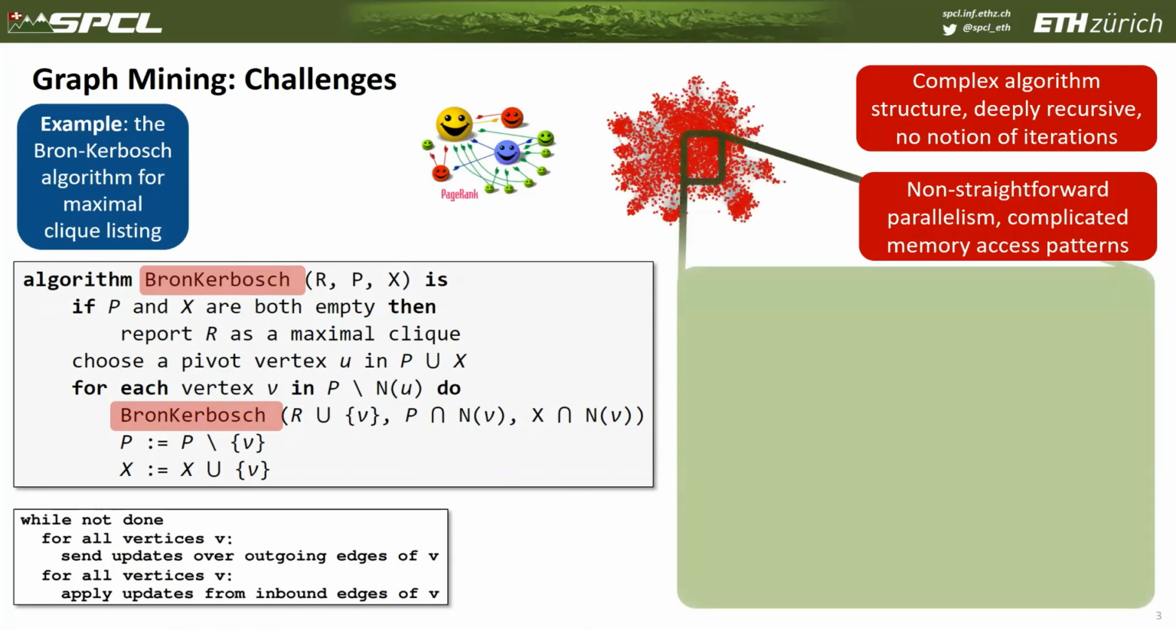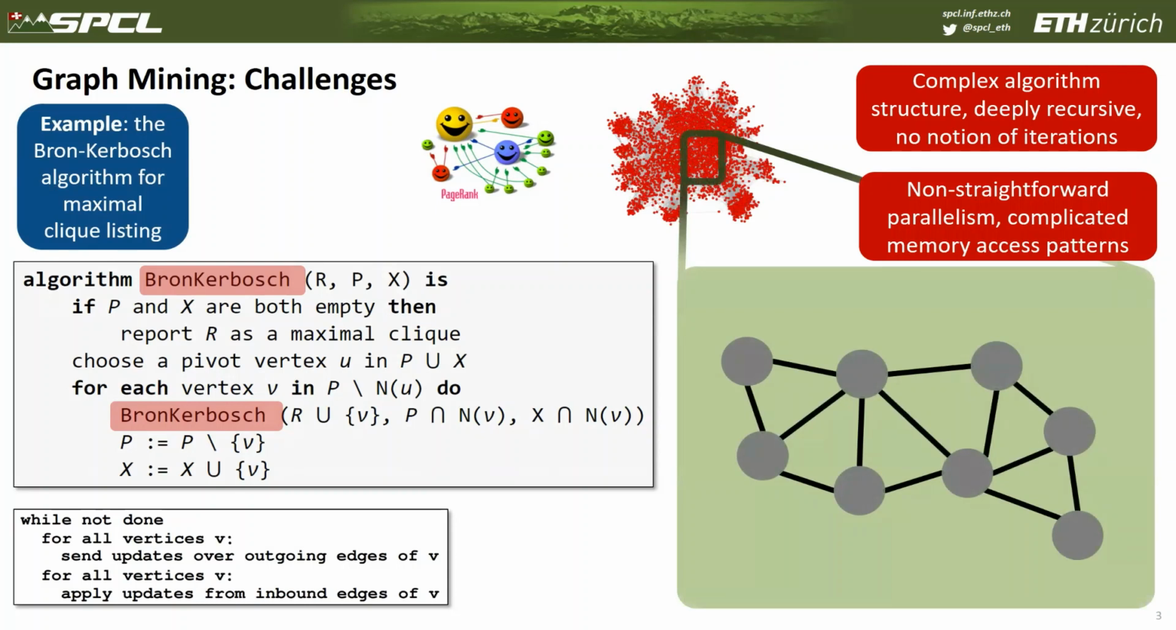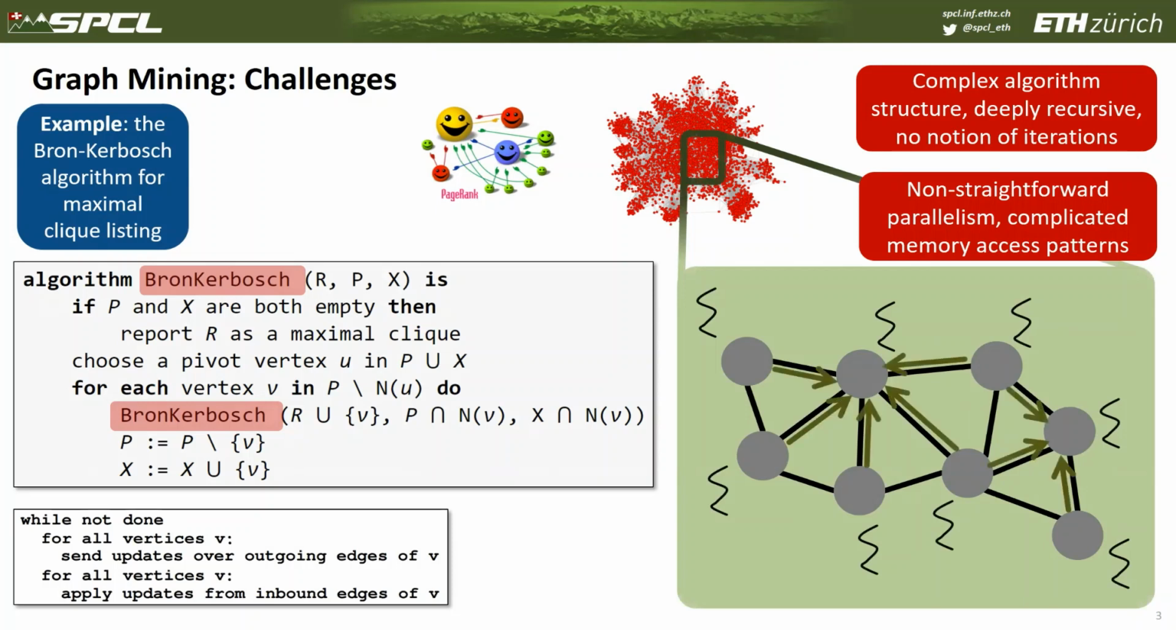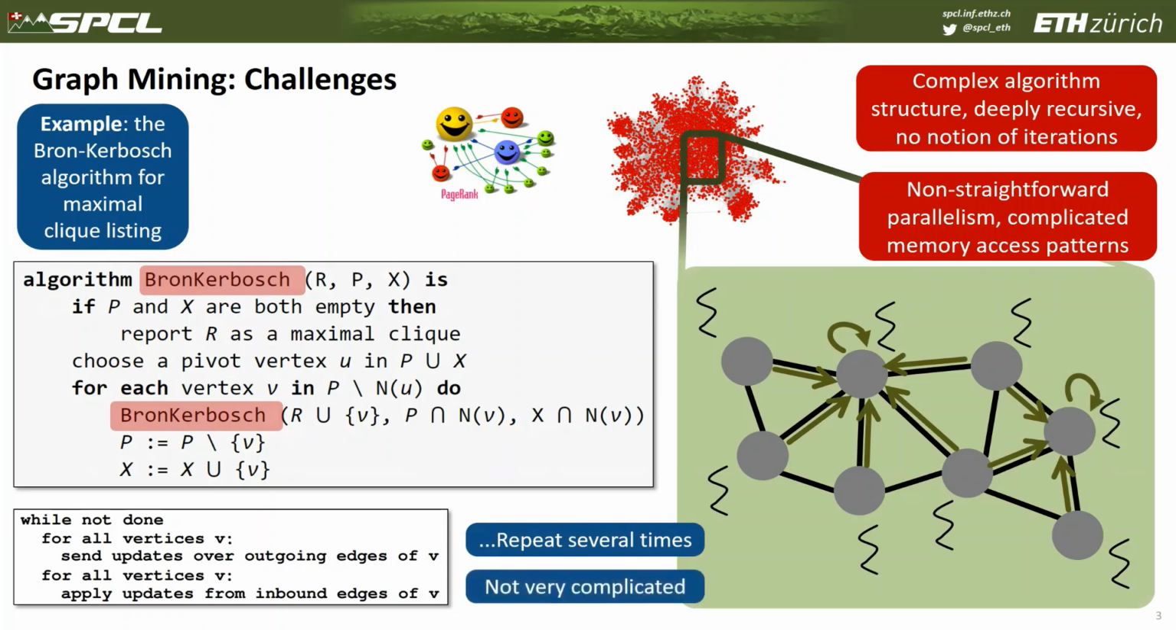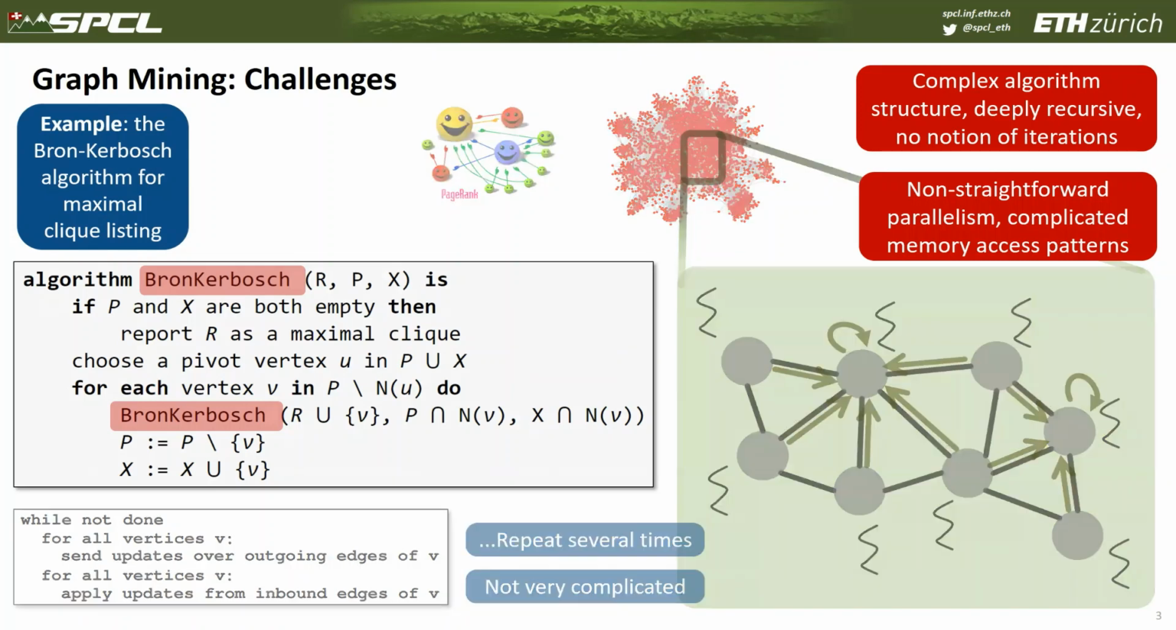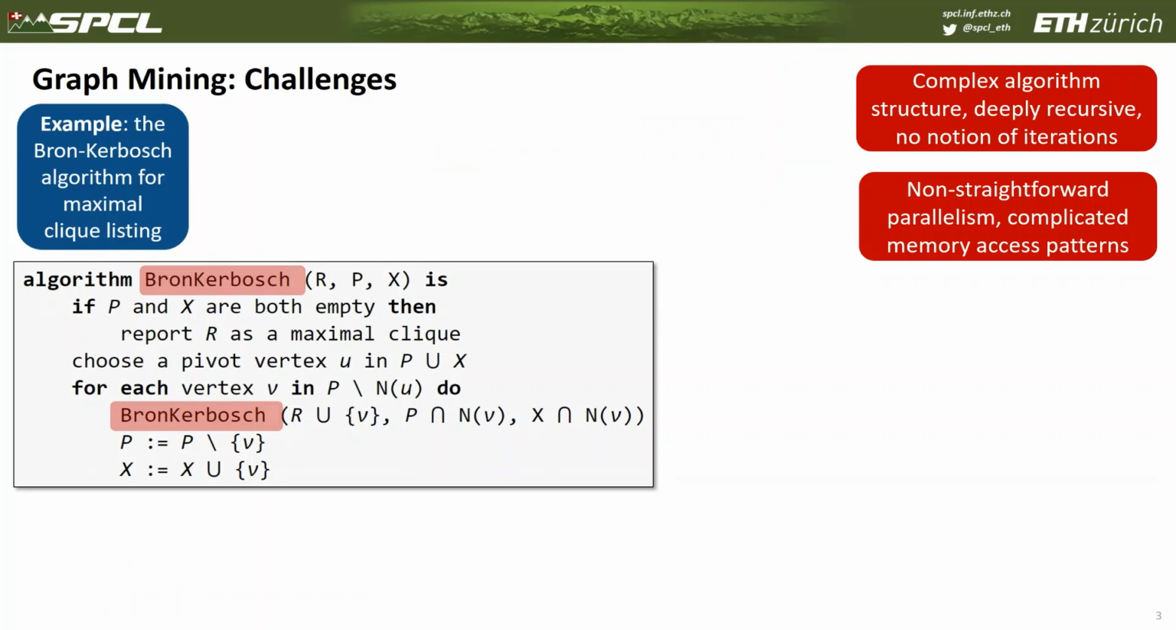Now this means that we grab some part of the graph, we have our part of the graph, and we can see our vertices, our edges. We run this in parallel, and we are basically gathering the updates from our neighbors and sending the updates to these neighbors. And this is all we have to do, modulo repeating this a couple of times. Right, so this is not very complicated, and the point is that this is not what we have in graph mining. It's much more complex than that.